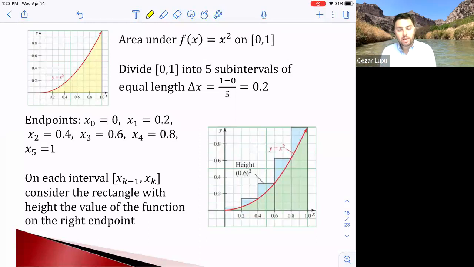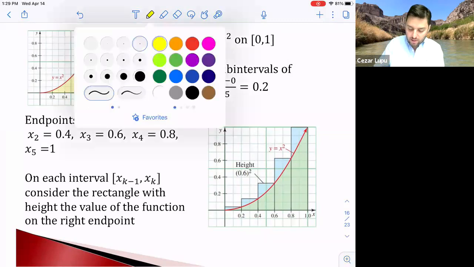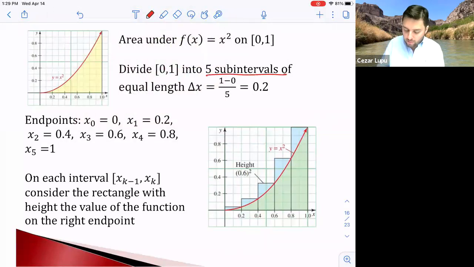Great. So the length of each interval is 0.2 minus 0, which is 0.2. Then the length of the second subinterval is 0.4 minus 0.2, which is again 0.2. I want them divided into 5 subintervals of equal length. And I should stress this one out here: the length of the intervals will be delta x, and let me write it again, delta x is 0.2.